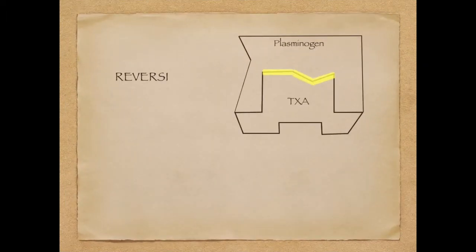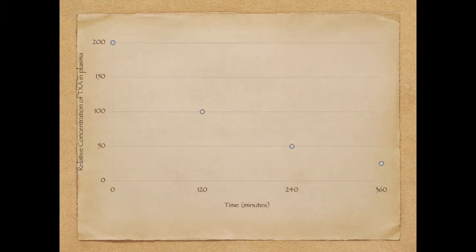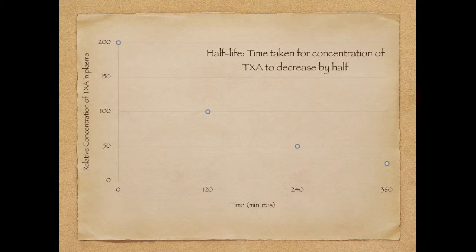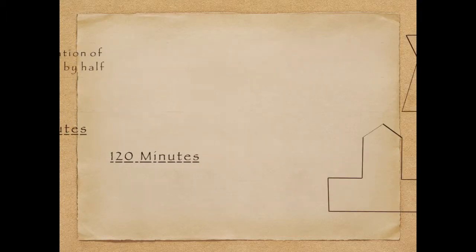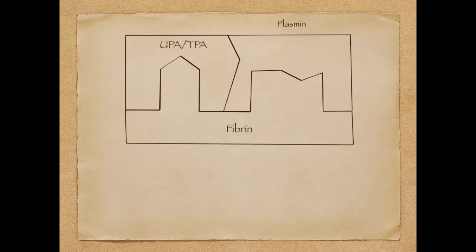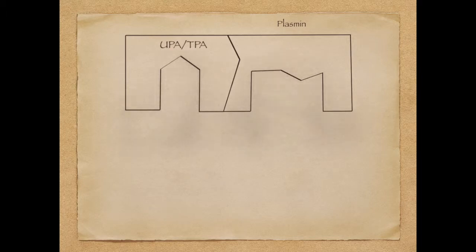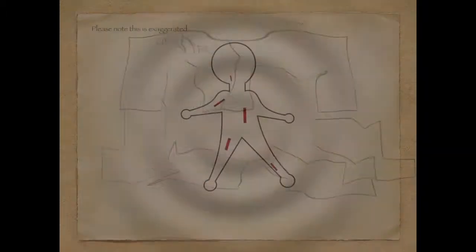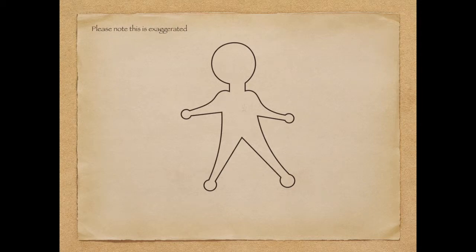Please note that this inhibition is reversible because chemical bonds are not formed between TXA and plasminogen. After a period of time, with a plasma half-life of 120 minutes, fibrinolysis can take place and the blood clots will be able to dissolve accordingly. Hence, you do not have to worry about clots remaining in your body.